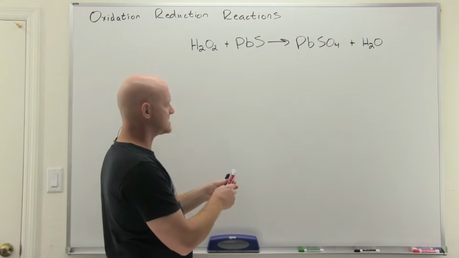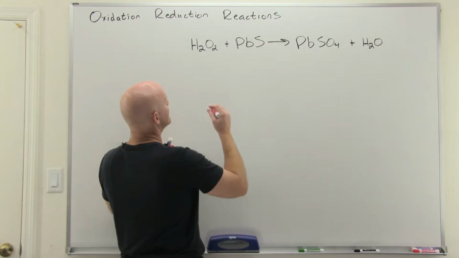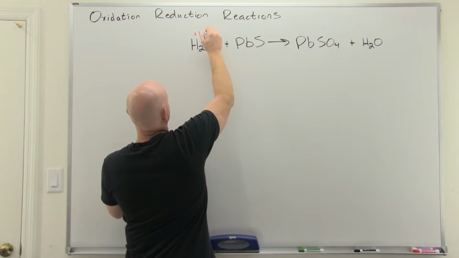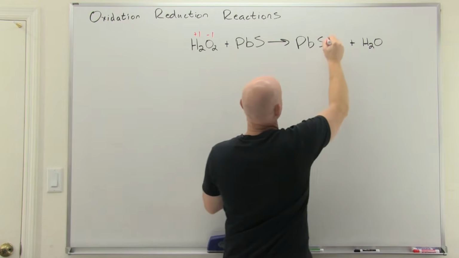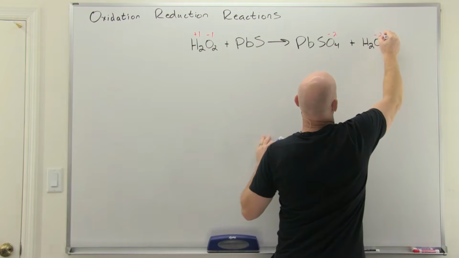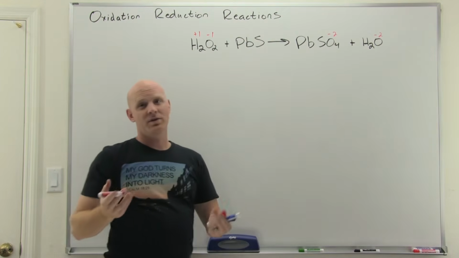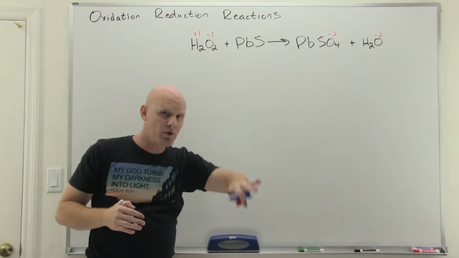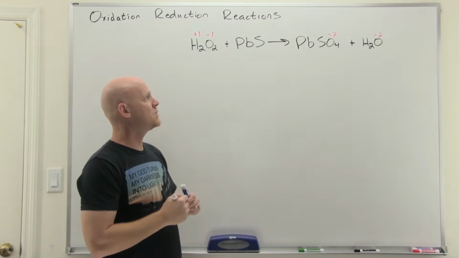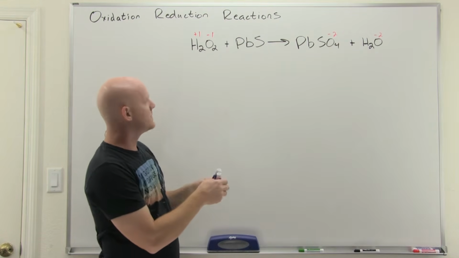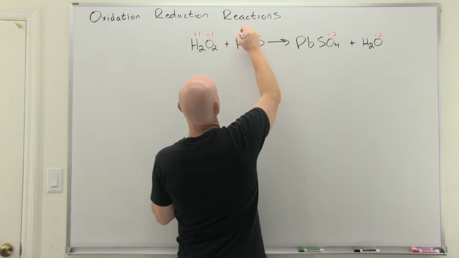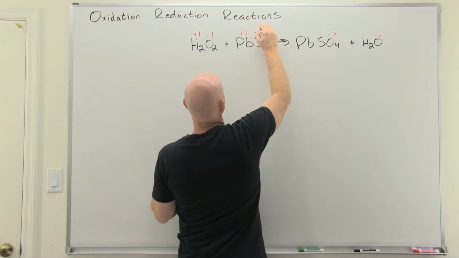If we look at some oxidation states here, some of these we already assigned, we can see that oxygen here is going from -1 on this side to -2 on the other side. That's going to be a reduction. It's going from -1 down to -2. That's reduction. So that's got to be in one of our half reactions. And then we can take a look over here at lead sulfide, and lead here is +2, sulfur is -2.